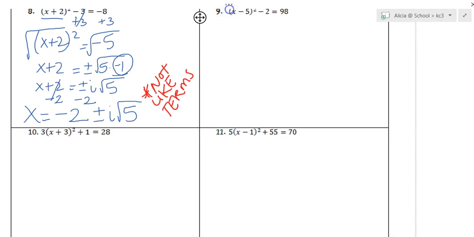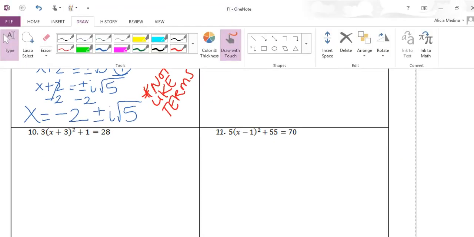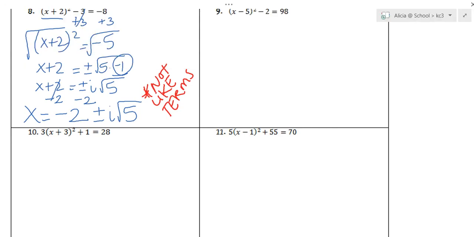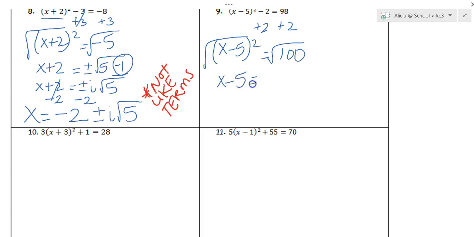Let's look at number 9 here. I have the quantity of x minus 5 squared minus 2 equals 98. So I'm going to add 2 on both sides. This is going to be the quantity of x minus 5 squared equals 100. I'm going to take the square root of both sides. x minus 5 is going to equal a plus or minus 10.